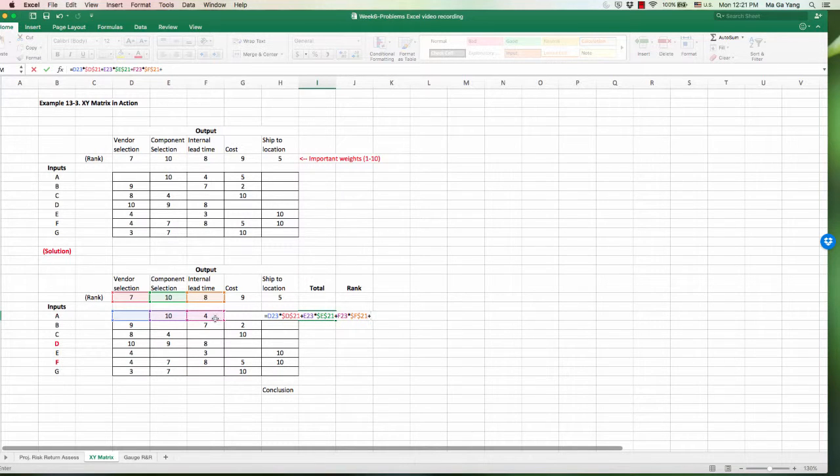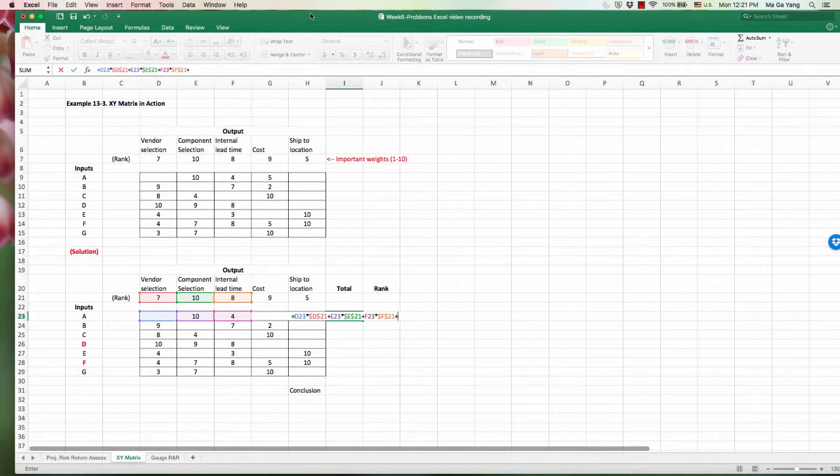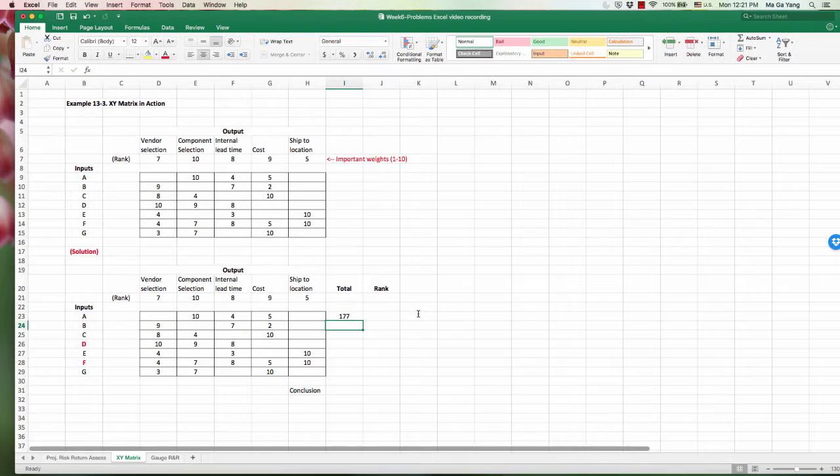Plus, this is G23 times cost, and fix this there. Plus H23 times ship to location, and fix that there. Then click enter. Then we copy this formula all the way to input G.